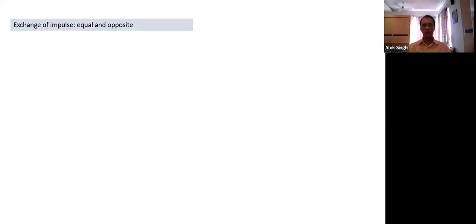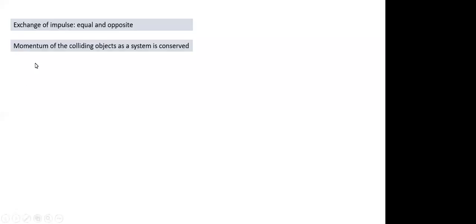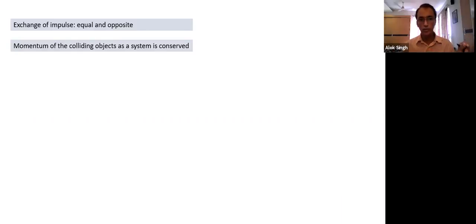So what is a collision? It is an exchange of impulse, and it is equal and opposite. So the change in momentum is also equal and opposite. Hence, the momentum of colliding objects as a system is conserved. If we have two particles that collide, and other than internal forces between the two particles no other force is acting, the momentum of the colliding objects as a system is conserved. That's the only new thing about it.